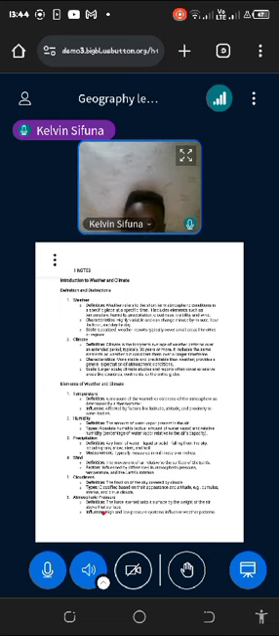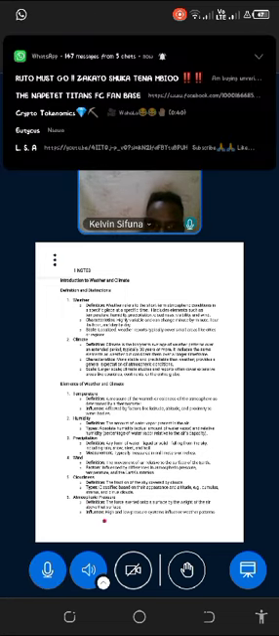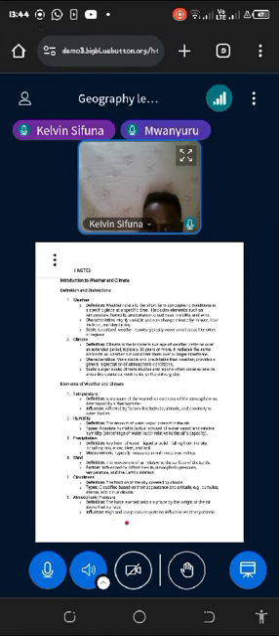Another one is cloudiness. Definition: the fraction of the sky covered by the clouds. Another one is atmospheric pressure, the force exerted onto a surface by the weight of the air above that surface.